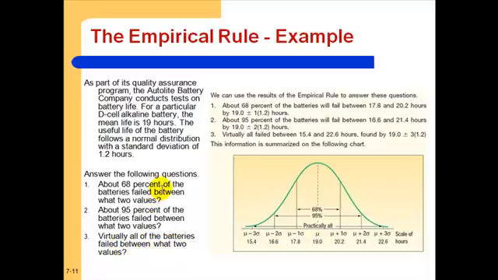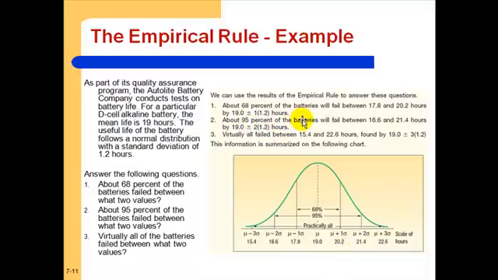See, now you know how we use the normal probability distribution. We try to find the probability of a certain value falling into a certain range. Here, let us find the range. We can use the result of the empirical rule to answer these questions. About 68% of the batteries will fall between 17.8 and 20.2 hours. How do we find that? We use the mean number 19 plus and minus 1 standard deviation.